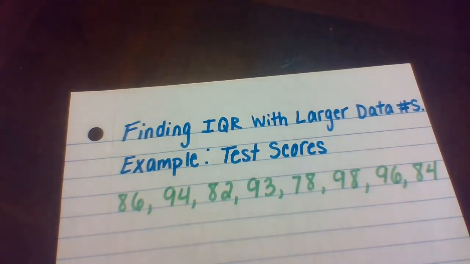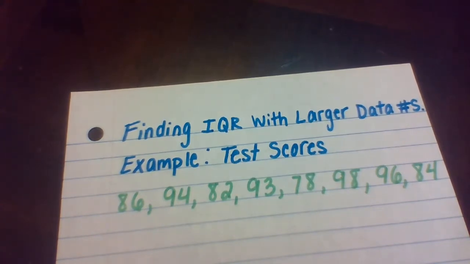Before we talked about finding the IQR with the name lengths of Chinese names or US names, and we were working with some single digits and our double digits were maybe in the teens, and now we have some larger numbers. I gave an example of looking at test scores.